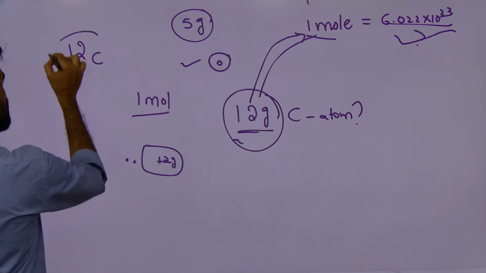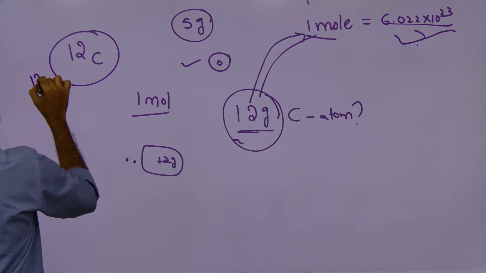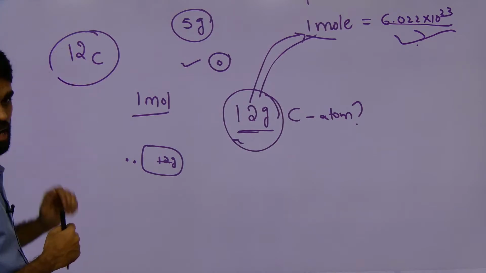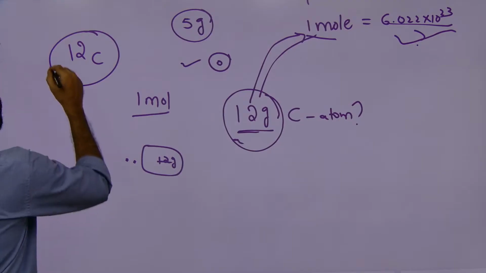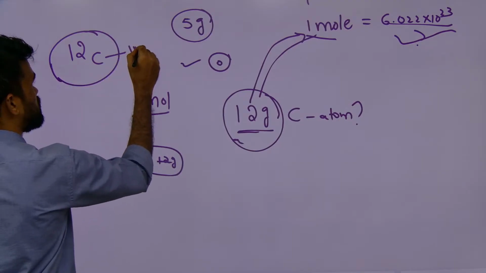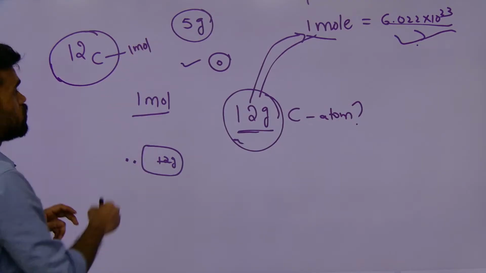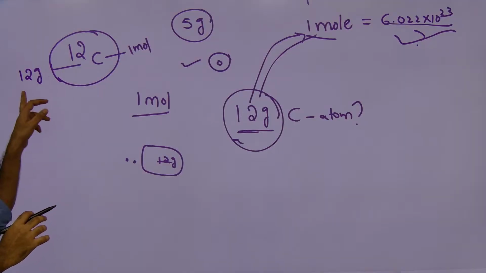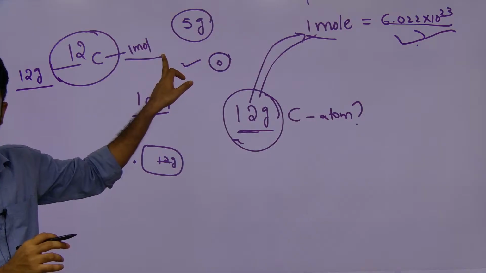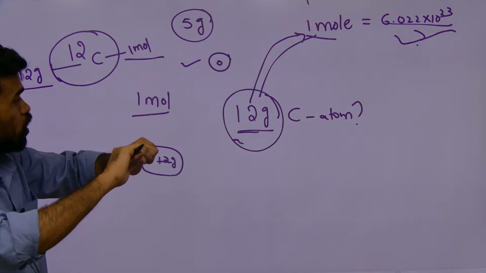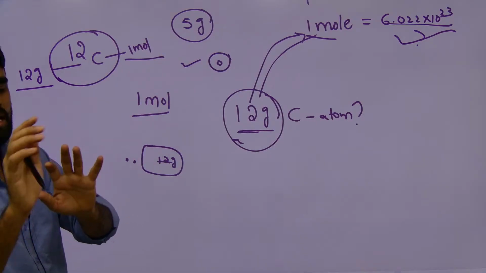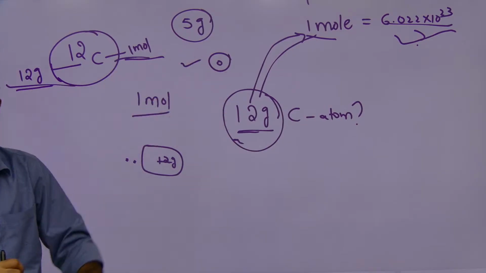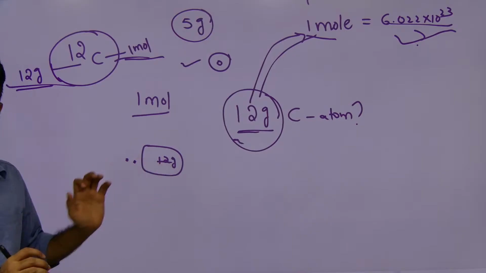They have considered C12 as the standard quantity. So this C12 carbon, they have taken 12 grams, which they identified as 1 mole of substance. So 12 grams of C12 is nothing but 1 mole. I'm not complicating it, I just wanted to summarize it in a simple, short and sweet manner. 12 grams means 1 mole through this instrumentation.